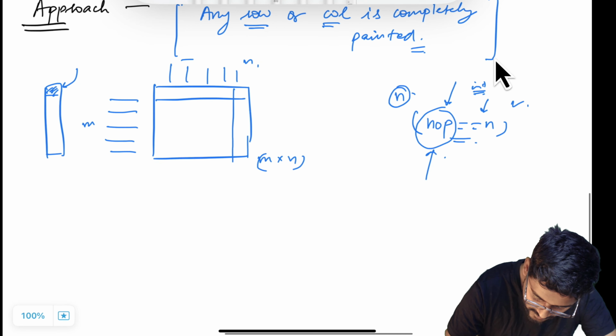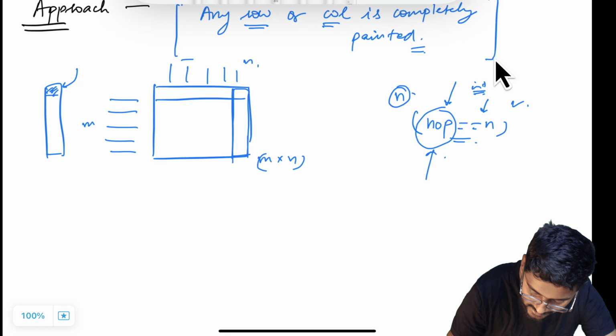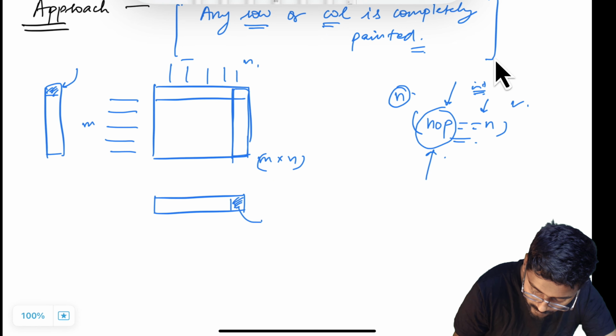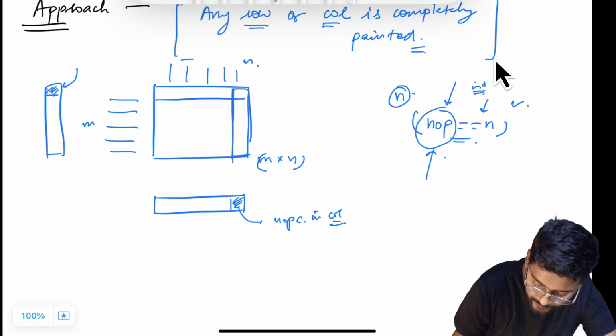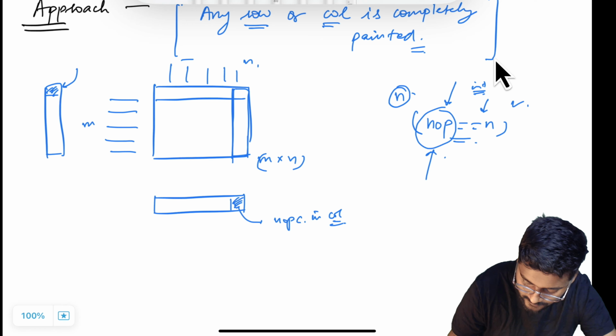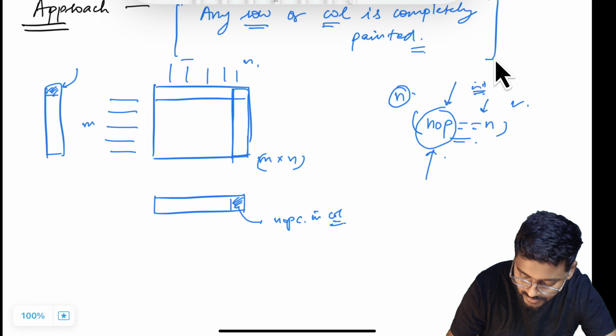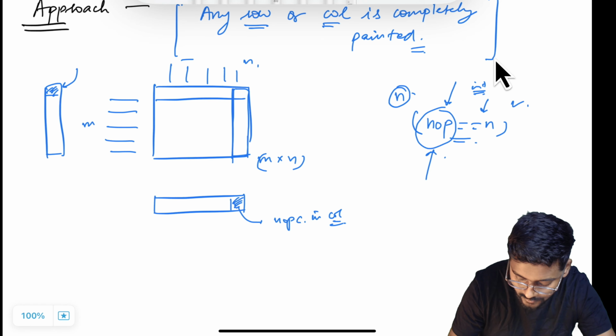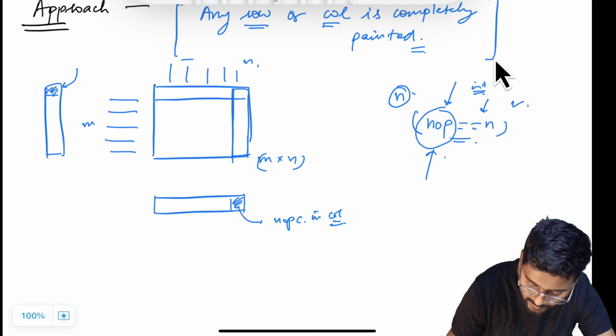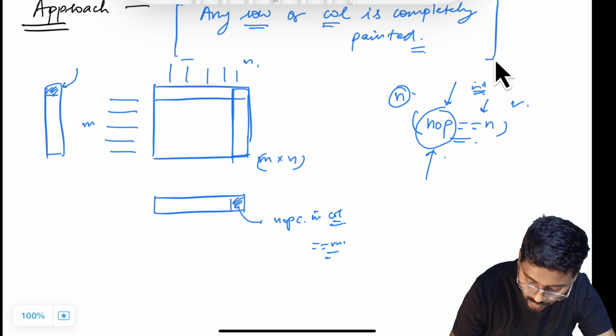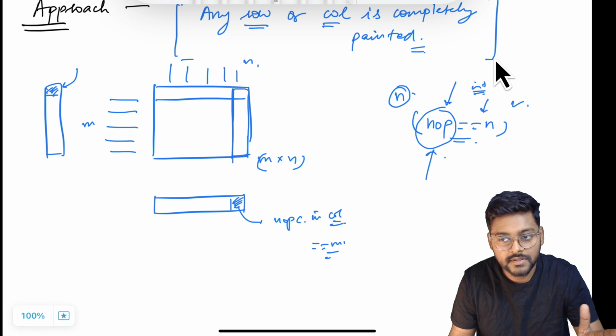Let's say this is the last column, and in this column, how many painted cells are there? I can keep track of it in this array. In this array, I just keep track of the number of painted cells in the column corresponding to the same index, this value I can store. If the number of painted cells in a particular column becomes equal to the number of rows, it means that column is completely painted.